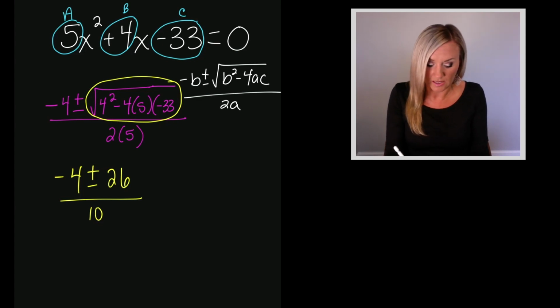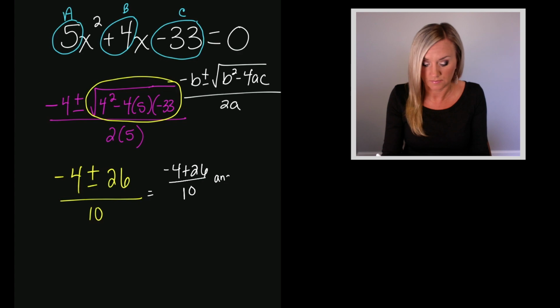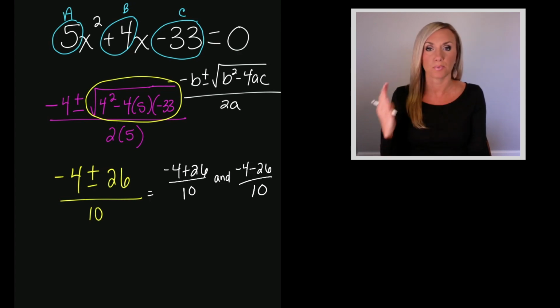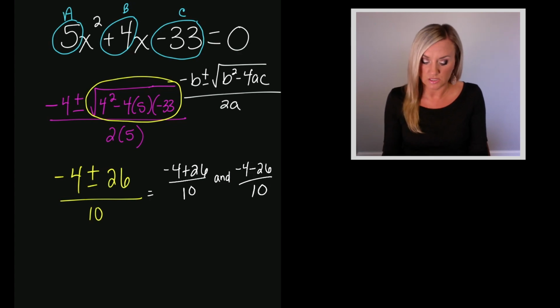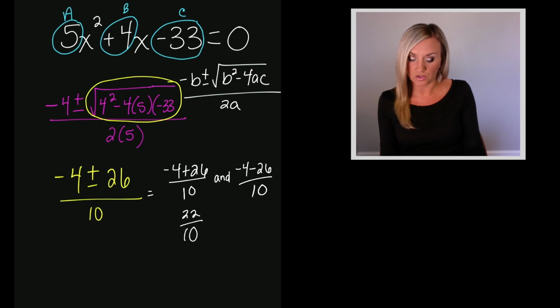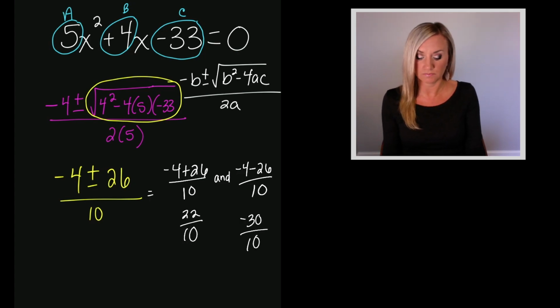I'll do a -4 plus 26 over 10. And it's a -4 minus 26 over 10. So you have to represent both potential or possible answers there. Okay, so now we have -4 plus 26, so that's going to give us 22 over 10. And then over here, this is going to give us -30 over 10.